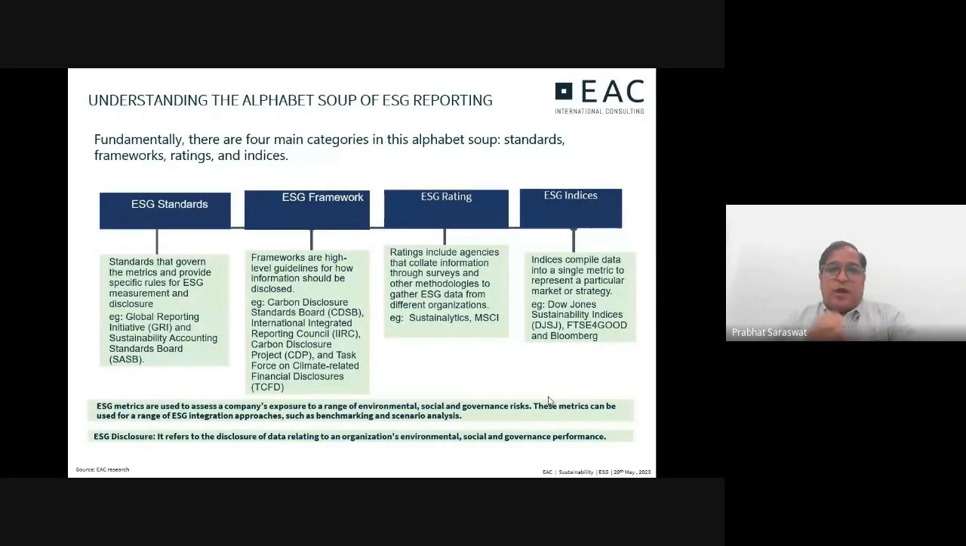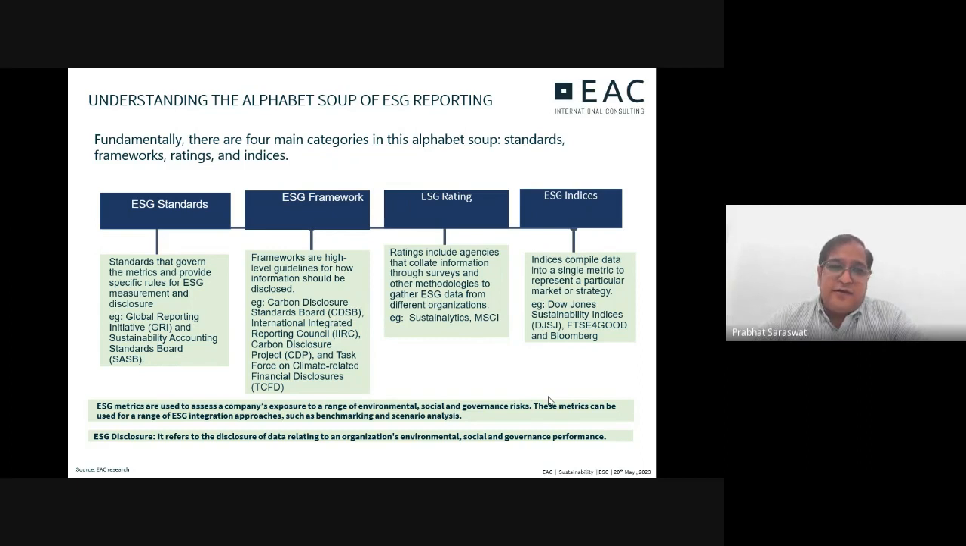So now, understanding the alphabet soup of ESG reporting. We have heard of ESG standards, ESG frameworks. I have categorized them into 4 categories to understand the whole ESG system. Fundamentally, there are 4 main categories in this alphabet: first the standards, then frameworks, and ratings and indices.